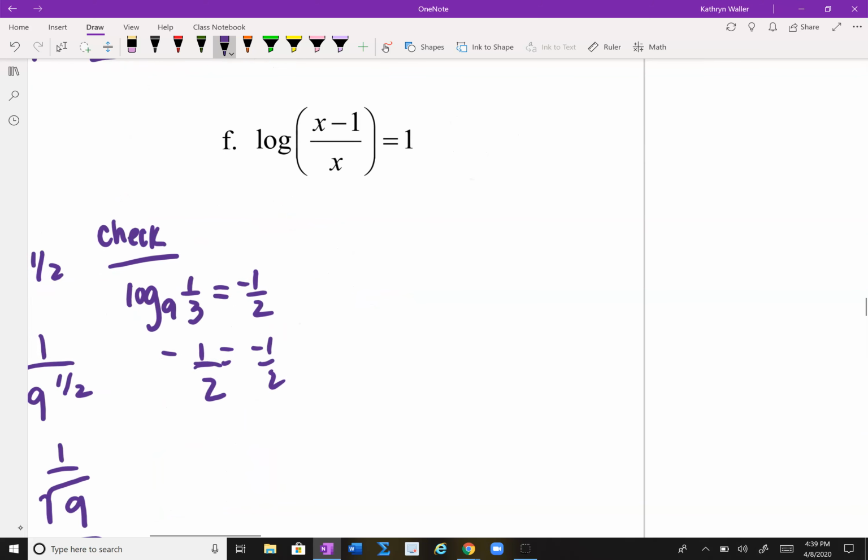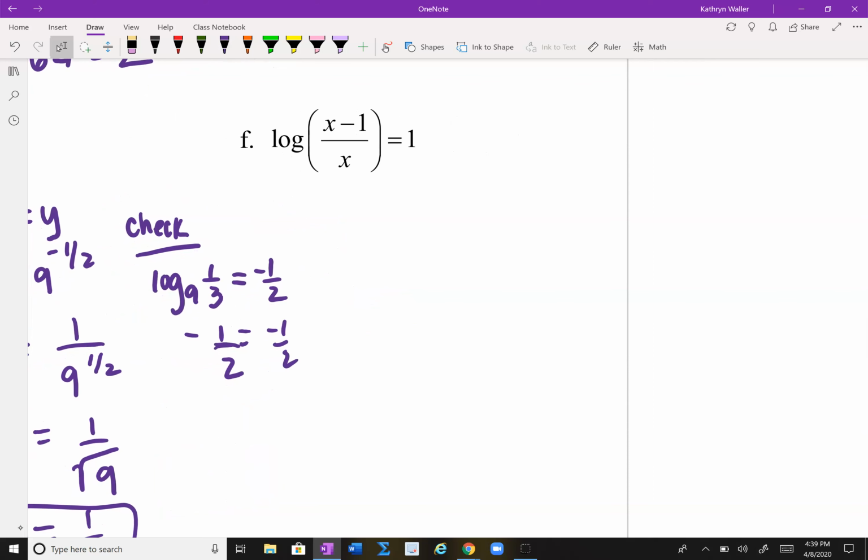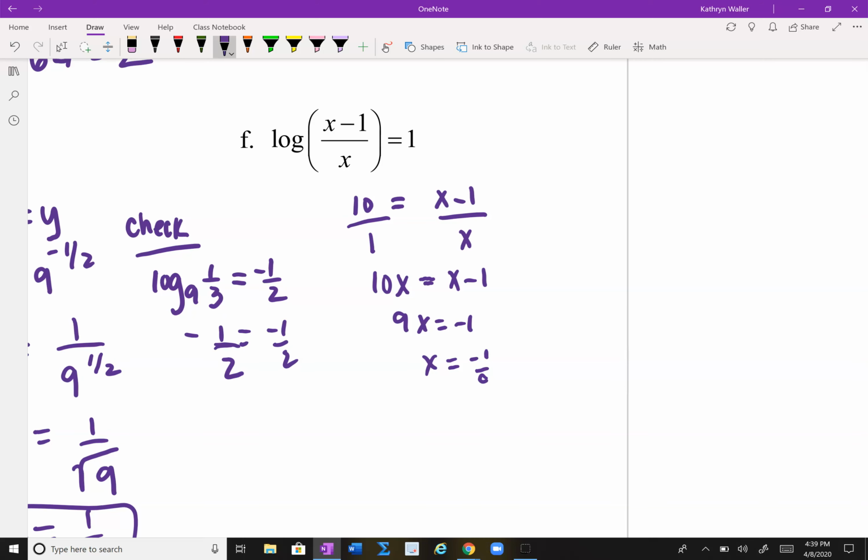Okay, question F, this is log base 10, so I'm going to convert it, so it's 10 to the first equals x minus 1 over x. 10 to the first is 10, so I'm just going to leave it, get rid of the exponent. I'm going to put a 1 underneath, and then I'm going to cross multiply. So 10 times x is 10x. 1 times x minus 1 is x minus 1. Pull the x over, it becomes a negative. So I have 9x equals negative 1. Divide, x equals negative 1/9.